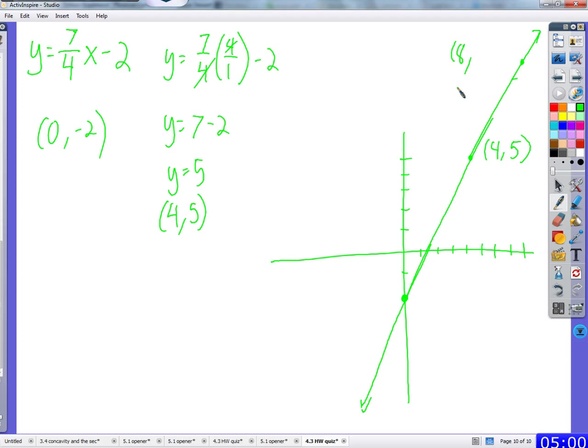14, 10, 14, 12. Who says 10? Who says 14? Why 14? Sounds like a good number. It does. Why not? Who says 12? How come 12? If you go up 7 and you start at 5 and you go up 7 more. So you start at 5, you're going to go up 7 more. Yeah. 5 plus 7 will give us a y of 12.